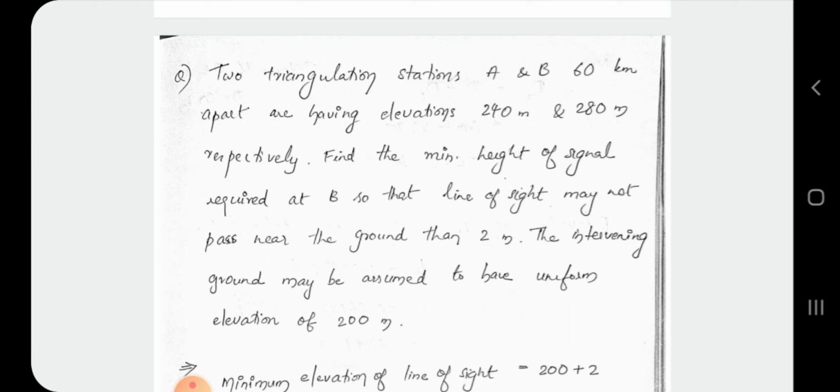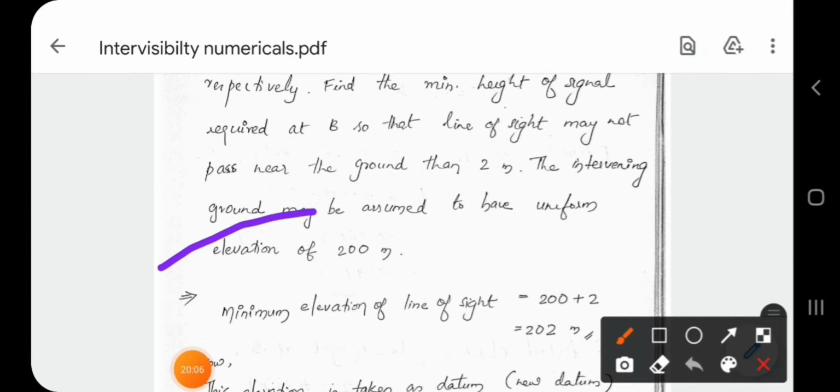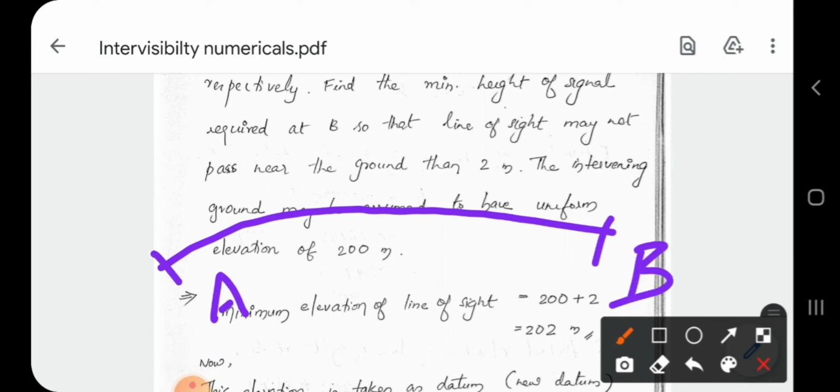Okay, so here a condition is given, that the line of sight may not pass nearer to the ground than 2 meters. Also, the intervening ground may be assumed to have a uniform elevation of 200 meters. So between the first station and the last station, the elevation of intervening ground is given. It is uniformly 200 meters. And our line of sight should be 2 meters above the ground level.